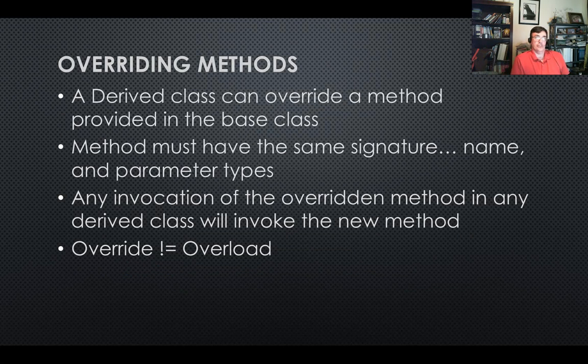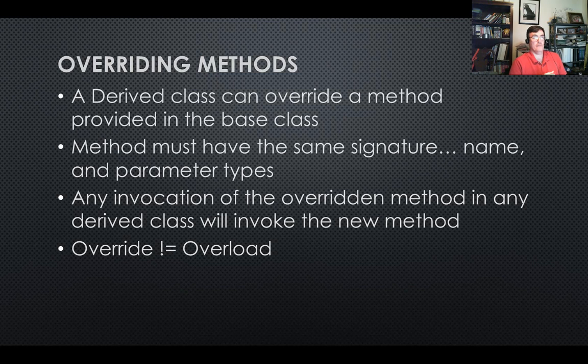One of the things that we can do when we create methods in a derived class is override the methods in the base class. We already touched on overloading methods. So with overloading methods, the parameter types and the name of the method have to be the same. Overriding is a little bit different. Overriding means you have to have a method in a derived class that has to have the exact same signature. It has to have the same name and the same parameter types.